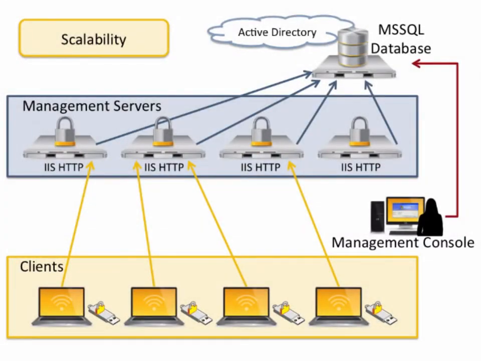Here we see a general overview of what the architecture using scalability might look like. We have multiple management servers all connecting to a single SQL database. Clients can be connected to any of these management servers to improve redundancy and reduce workload on the servers. Finally, we can see that a single management console can manage all of the servers and clients.